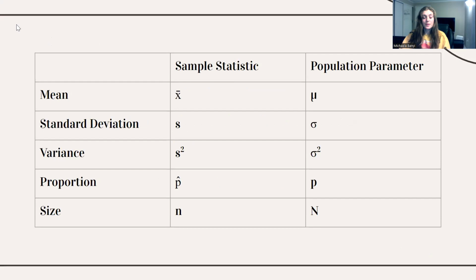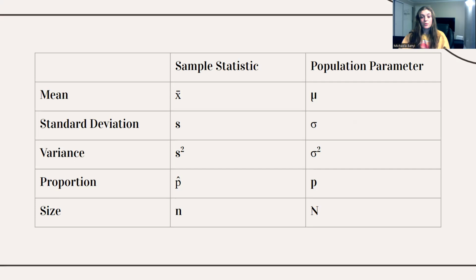So for some of the symbols that are used for sample statistics and population parameters, first, we have mean. For a sample statistic, you would use X bar as your symbol, versus for a population parameter, you would use mu. For standard deviation, sample statistic would be using an S, while population parameter would be sigma. Variance, you would use S squared to represent sample statistic, while for population parameter, you would use sigma squared.